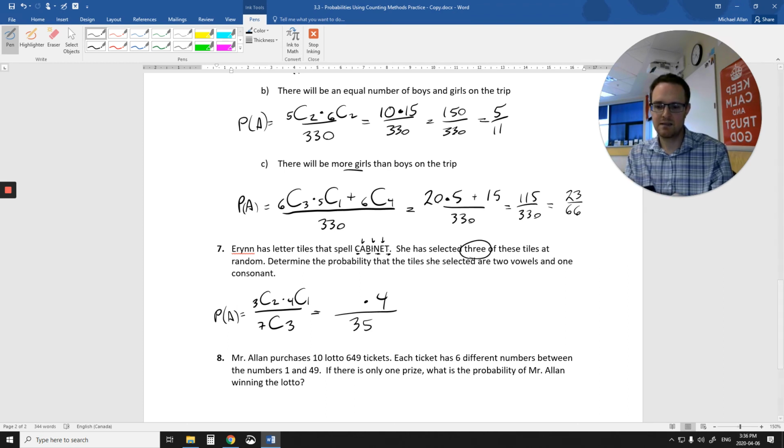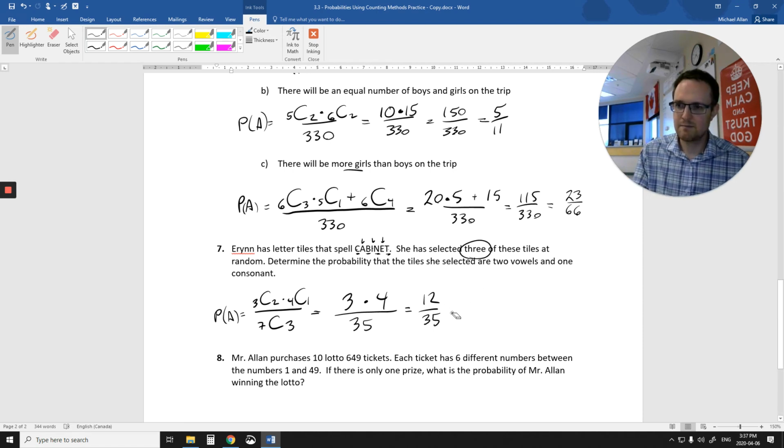Probably 6. Oh, I was way off. It's 3. Oh, that makes sense. Remember we were saying before, we'll talk about that because that was 2 units ago. 12 divided by 35. Let's just double check. 12 over 35. I can't really reduce that down. So that one's done. And there you go.